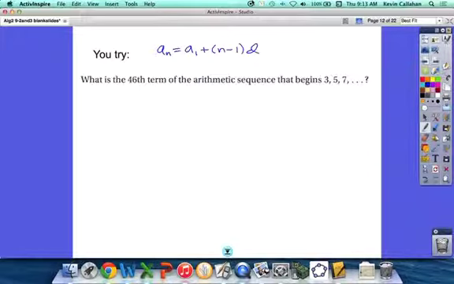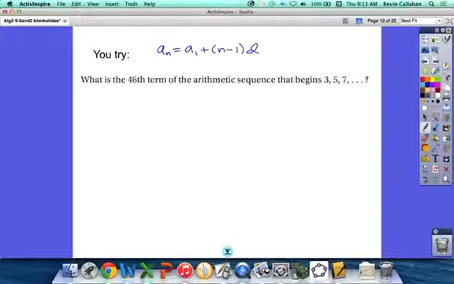Anybody get a number? What'd you get? Actually, 91? Anybody else? 93? 93, right? Should have been 93. How many got 93? 91? What did you add? What was your first term? What did you add? The a_1.